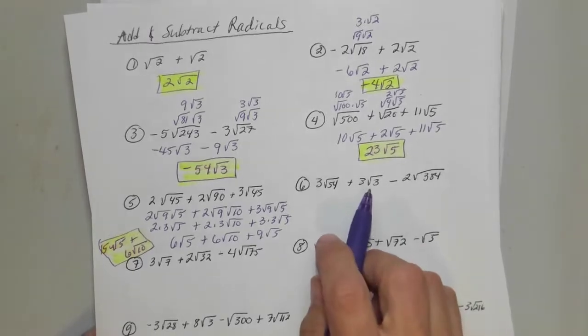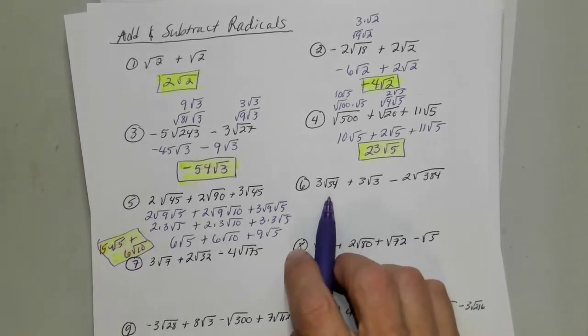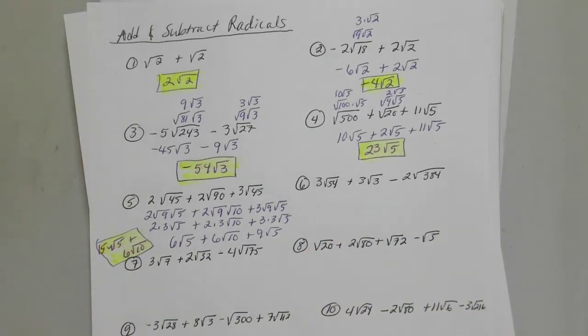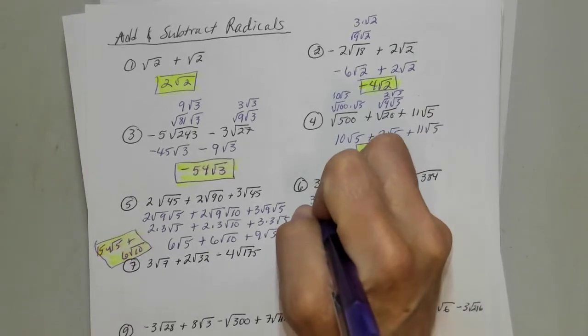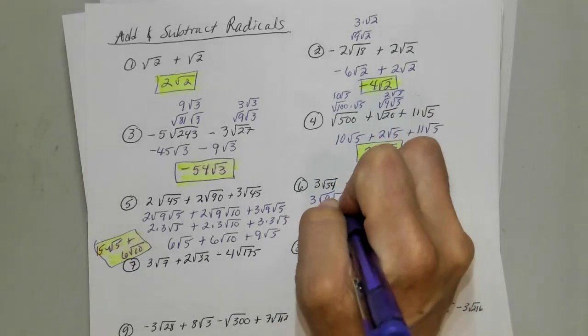All right, 54, 3, and 384. So let's see here. I'm going to take 54 divided by 3 and see if I can get a root 3 out of there. 54 divided by 3 is 18. Okay, well, that's not quite what I want to get. Let's see if something else goes into 54. So 3 times, let's see, 9 times 6.